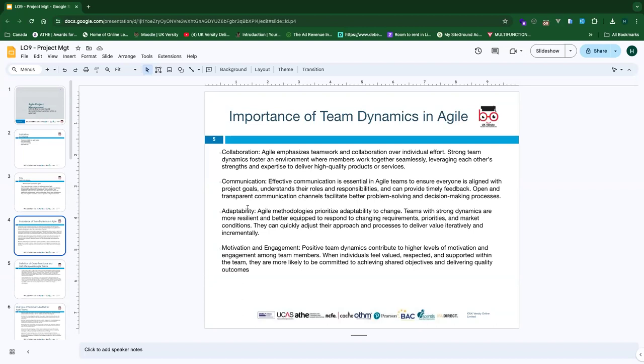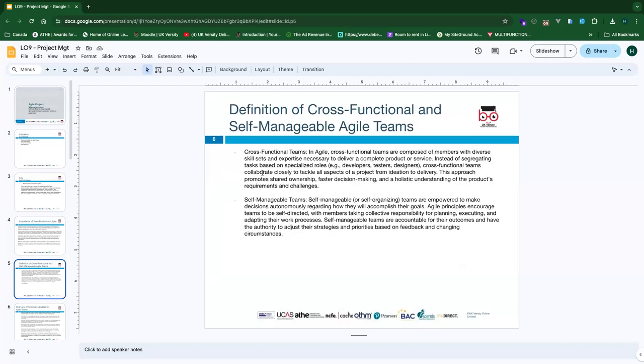Motivation and engagement. Positive team dynamics contribute to higher levels of motivation and engagement among team members. When individuals feel valued, respected, and supported within the teams, they're more likely to be committed to achieving shared objectives and delivering quality outcomes. So we'll be looking at the definition of cross-functional and self-manageable agile teams.